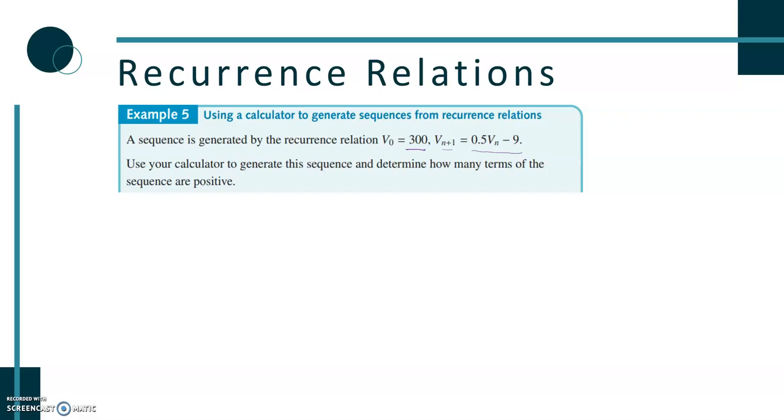And so coming back to the question here to write our answer, we wanted to write down what the sequence was. So 300, 141, 61.5, 21.75, 1.875, and then negative 8.0625. So therefore we have 5 positive terms.